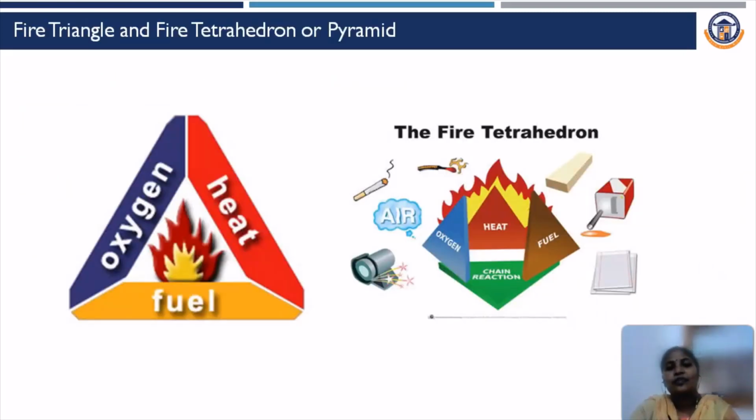So we'll just see what is the fire triangle. For a fire to occur, we need 3 essential elements: one is fuel, another is heat, and the third is oxygen. These 3 components are very vital and essential for a fire to occur. And we have a hidden element also, called the chain reaction, so that we refer to it as the fire tetrahedron or fire pyramid.